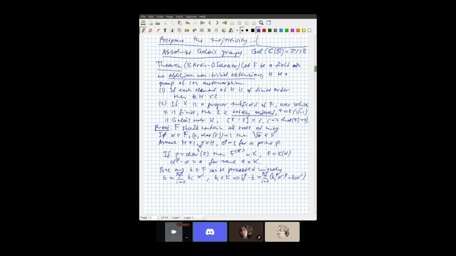Okay, so now what is alpha to the p? Alpha to the p is alpha plus a. So this is equal to the sum from 0 to p minus 1 of p choose i times alpha plus a to the i, minus b_i alpha^i.